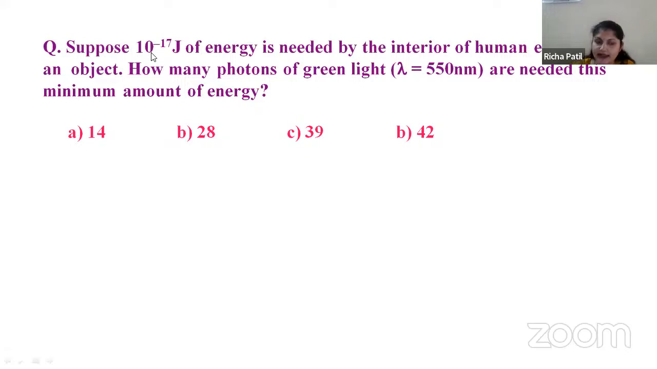So here, what are the quantities given? Energy is given. You can see, suppose 10 raised to minus 17 joules of energy is needed by the interior of human eye to see an object. How many photons of green light, that is lambda is equals to 550 nanometer, are needed for this minimum amount of energy? So what is given? Energy is equals to 10 raised to minus 17 joules. Then lambda is given as 550 nanometer. What we have to find out is how many photons of green light are needed for this minimum amount of energy.